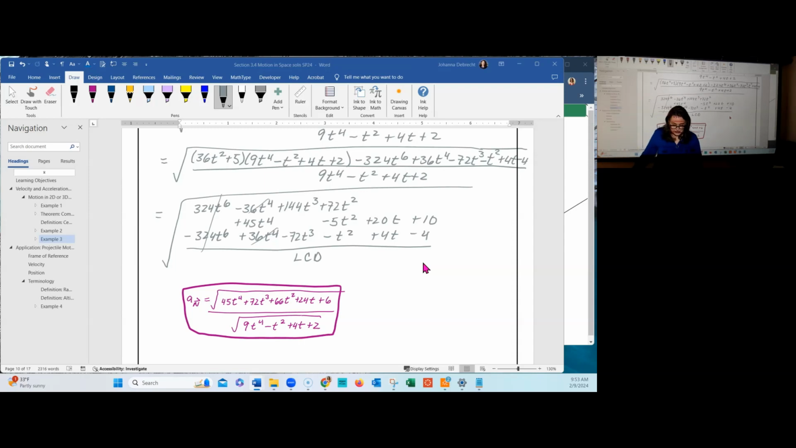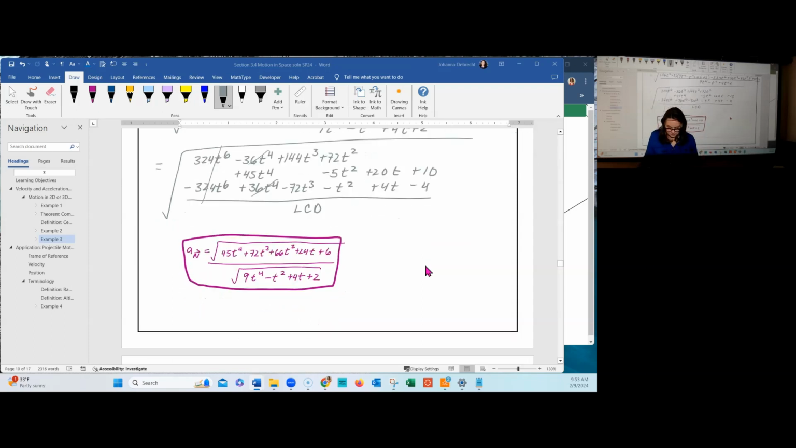All right. So hopefully this has made sense to you. It's certainly not an easy process. It's rather complicated, very long, very easy to make mistakes. So take your time, use lots of space on the page.